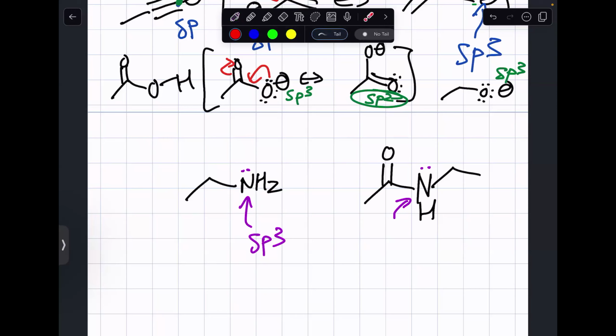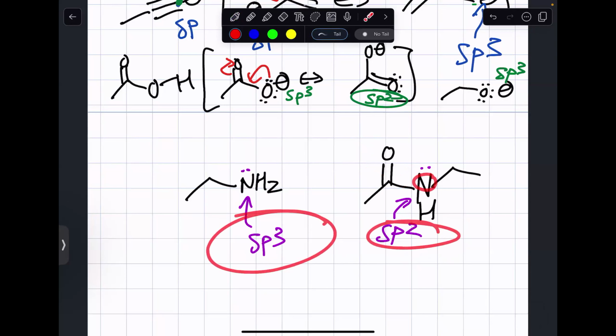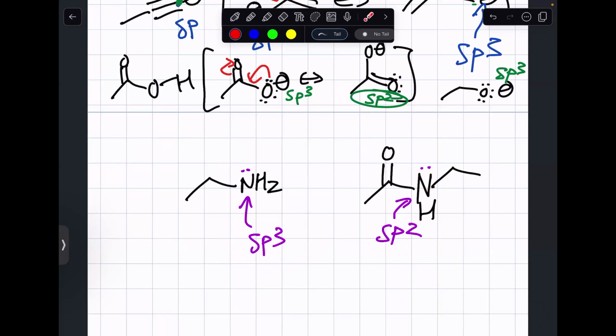because this pair of electrons here can hop down here and then push this double bond onto the oxygen right there. If it can do resonance, does it favor sp2 or sp3? sp2. Yeah, sp2 hybridized. So this nitrogen here is sp2, this nitrogen here is sp3. That's the difference between them, so you have to be careful here.